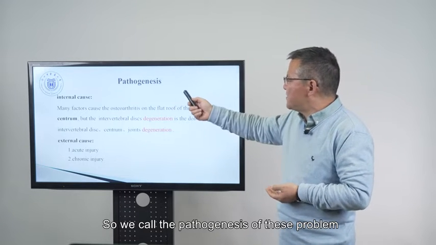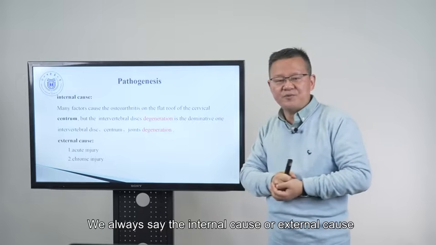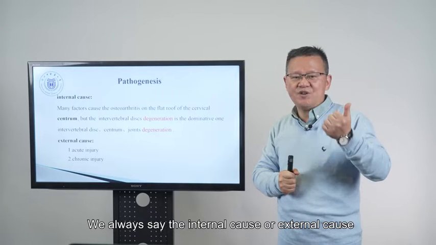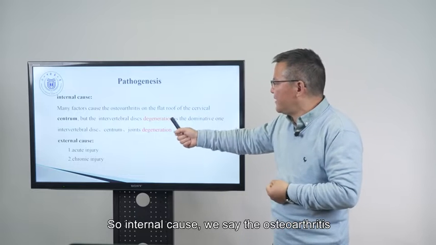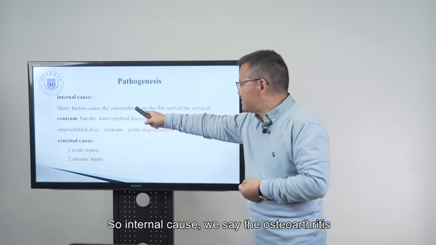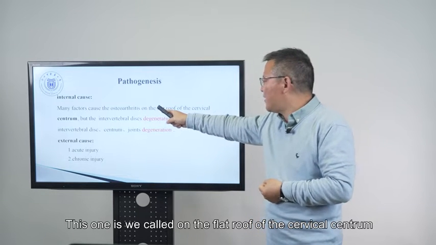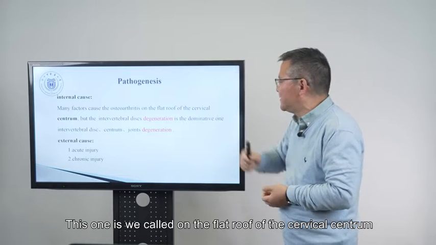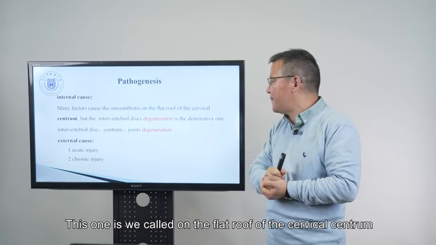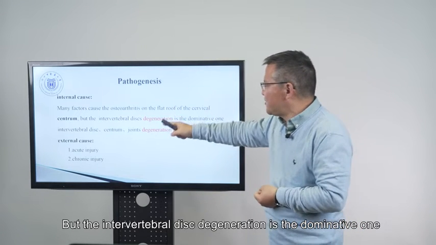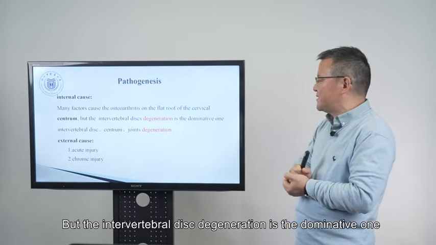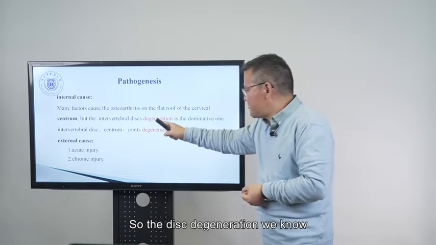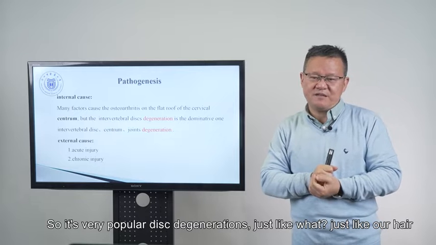So now the pathogenesis of these problems. We always say internal cause or external cause. The internal cause is osteolysis, on the flat roof of the cervical spine. But intervertebral disc degeneration is the dominant one. Degeneration, we know, is very important.